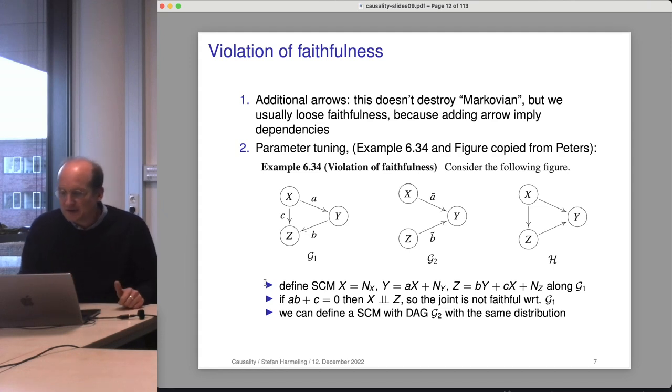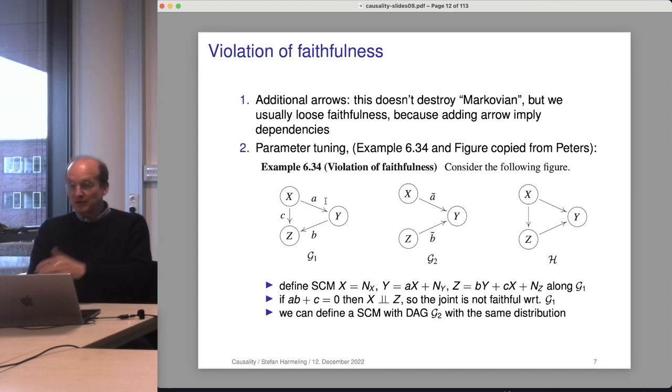So now how can I tune the parameters to get independencies? If a times b plus c is equal to zero, then the information passing from x via y to z is canceling out with the information going directly. So this is an example of a linear model. If I plug in the y into the description of the z, then you will see that the x appears with a times b in front of it, and I can pull out the x. So if a times b plus c is equal to zero, then basically the z does not depend on x. Okay, so I can tune the parameters such that x and z are independent. And so for that reason, the joint distribution originating from this choice of parameters is not faithful with respect to G1.